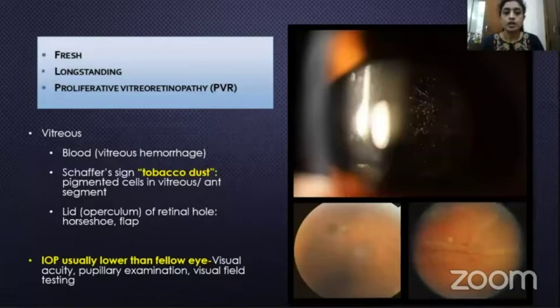So how does a fresh RD appear? In the slit lamp, in the anterior vitreous, you may see the tobacco dust appearance. This is called a Shafer sign. Along with the basic evaluation of visual acuity and pupillary examination to look for RAPD, it's very important to look at the fellow eye intraocular pressure, because the IOP will always be lower in the RD eye compared to the fellow eye.